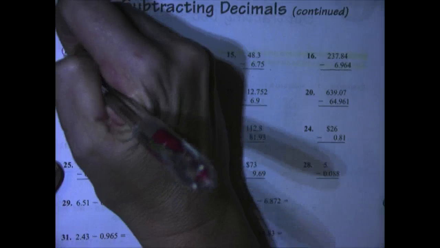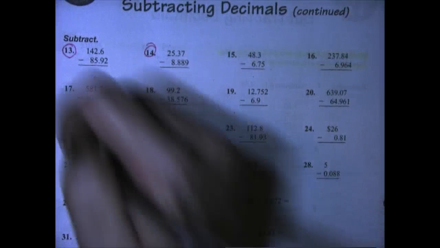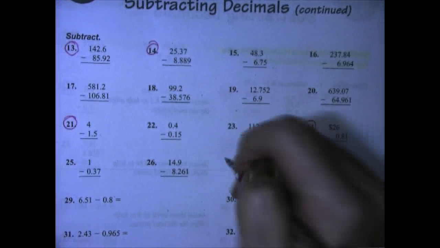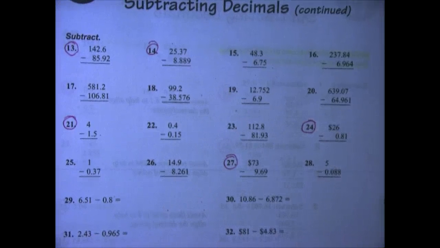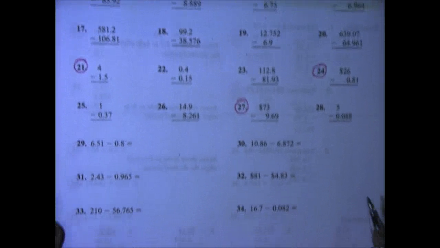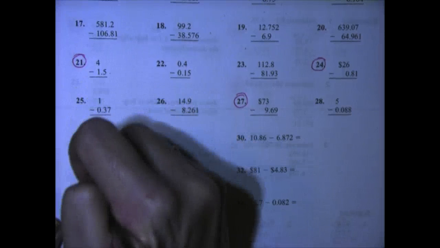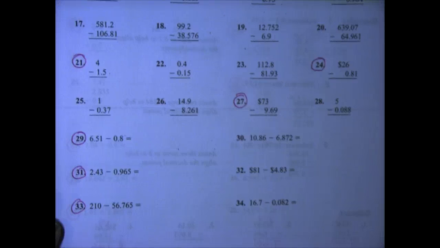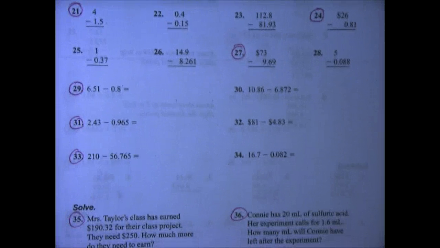Let's turn to page 24 and I'll give you some problems to do. We're going to do problem 13, problem 14, problem 21, problem 24, problem 27, and then just to make sure you know how to set them up with the decimal points aligned, 29, 31, 33, and then 35 and 36. So when you get those finished, you can ask questions if you need to, or otherwise move on to Skill 13.